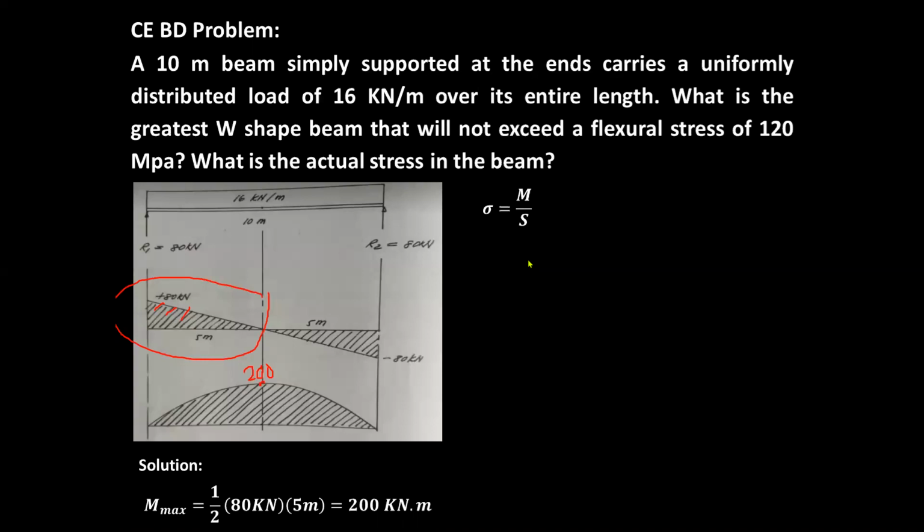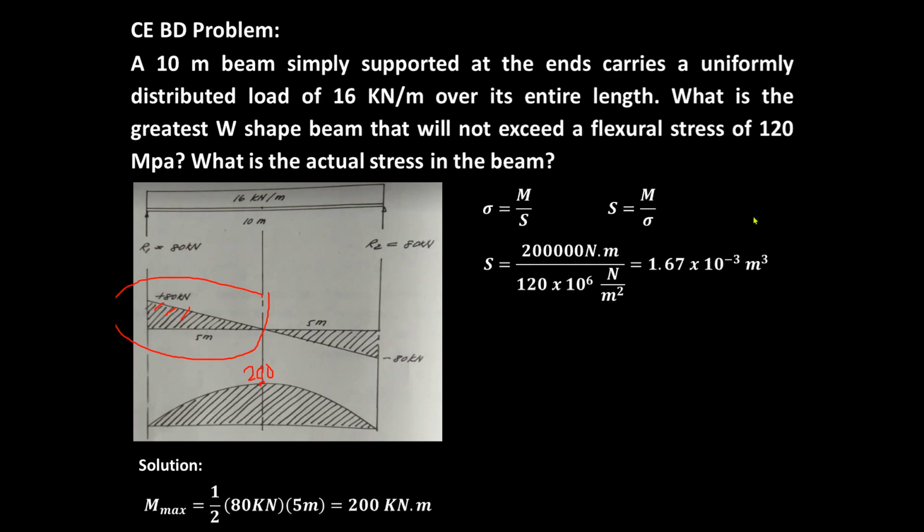First, we need to compute for the flexural stress, which is equal to M over S, and S equals M over flexural stress. Let us now calculate for the S. Bakit kailangan calculate ang S? Yan ang gagamitin natin sa table sa paghanap ng correct W-shaped beam. Yung makukuha mong S dito, value na 1.67 times 10 to the negative 3.